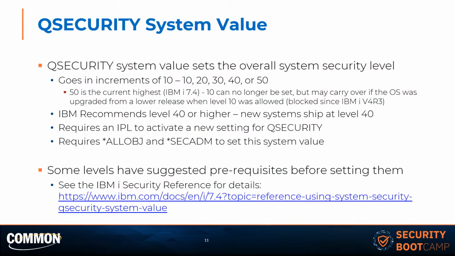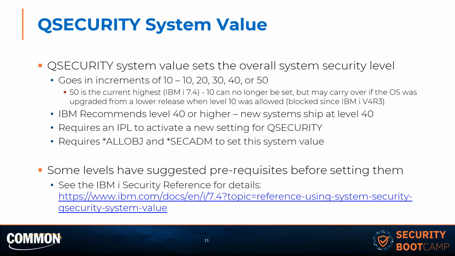One of the main system values that you need to take a look at is the QSECURITY system value. This sets the overall system security level. This is a value that goes in increments of 10, starting at 10, 20, 30, 40, and 50. 50 is currently the highest value that is allowed. In addition, you can no longer set your system to security level 10.